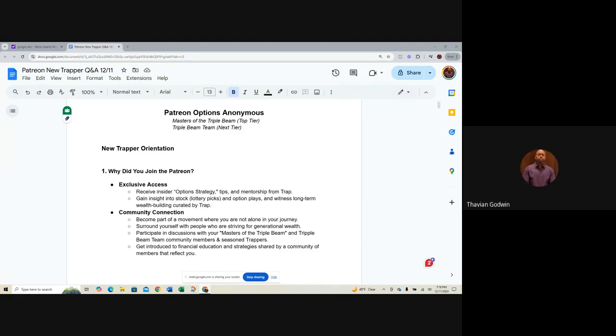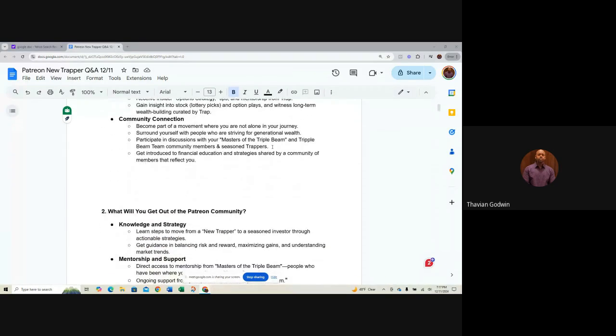It's going good. I joined about 2 days ago. When I got in, I just saw the money printers chat, and I'm a part of just the Triple Beam team, and one of the features of Triple Beam team is live option plays. So when I got into Patreon, I was like, okay, where do I find those? Is it just in the chat? Do I have to scroll up past all the conversation? Or does he just call them out in the money printers chat as he makes the plays?